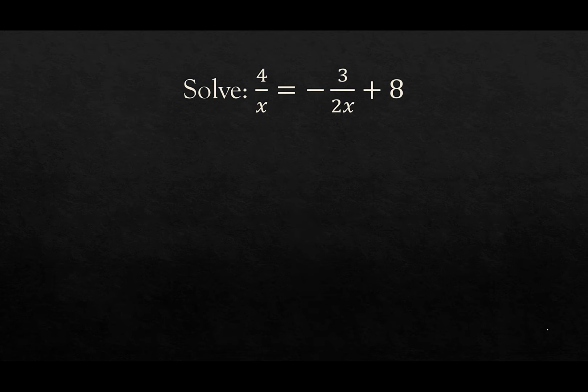I'm going to treat this the same way I did the last couple, where I'm going to clear the fraction. And how am I going to do it? It's going to be by multiplication. So I look at x and I look at 2x and I think, well, if I multiply everything by 2x, I can clear the denominator. So the left side multiplied by 2x, the right side multiplied by 2x.